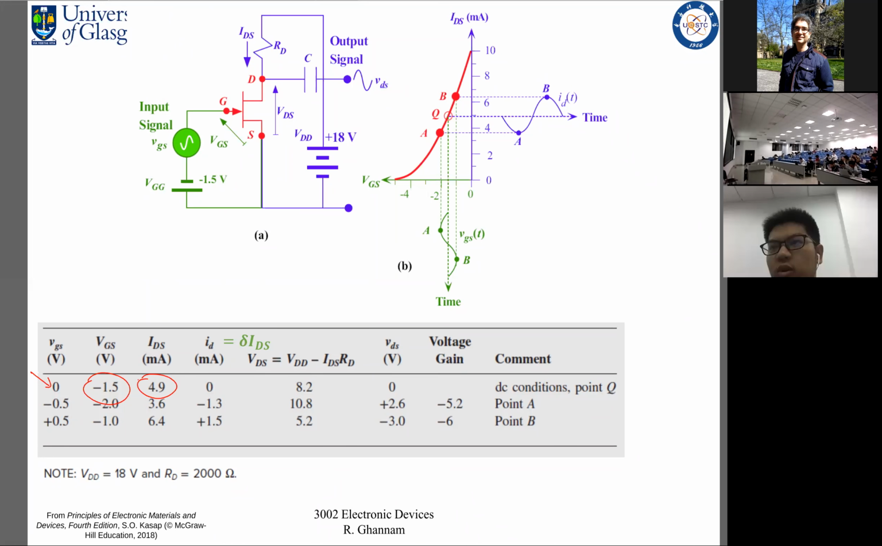So what is ID? Remember that ID is equal to delta IDS, the change in IDS. In this case, the change in IDS is equal to 0. So what is VDS? VDS here is VDD minus IDS times RD. IDS is 4.9, so 4.9 times this resistance RD, and we are assuming that RD is 2 kilo ohms. So we can immediately calculate VDS.